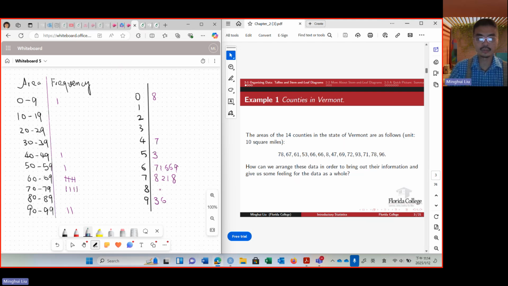Do you need to reorder these numbers? The answer is up to you. It's optional. You don't have to do it, but if you want to do it to make it look better, you're definitely welcome to do it.